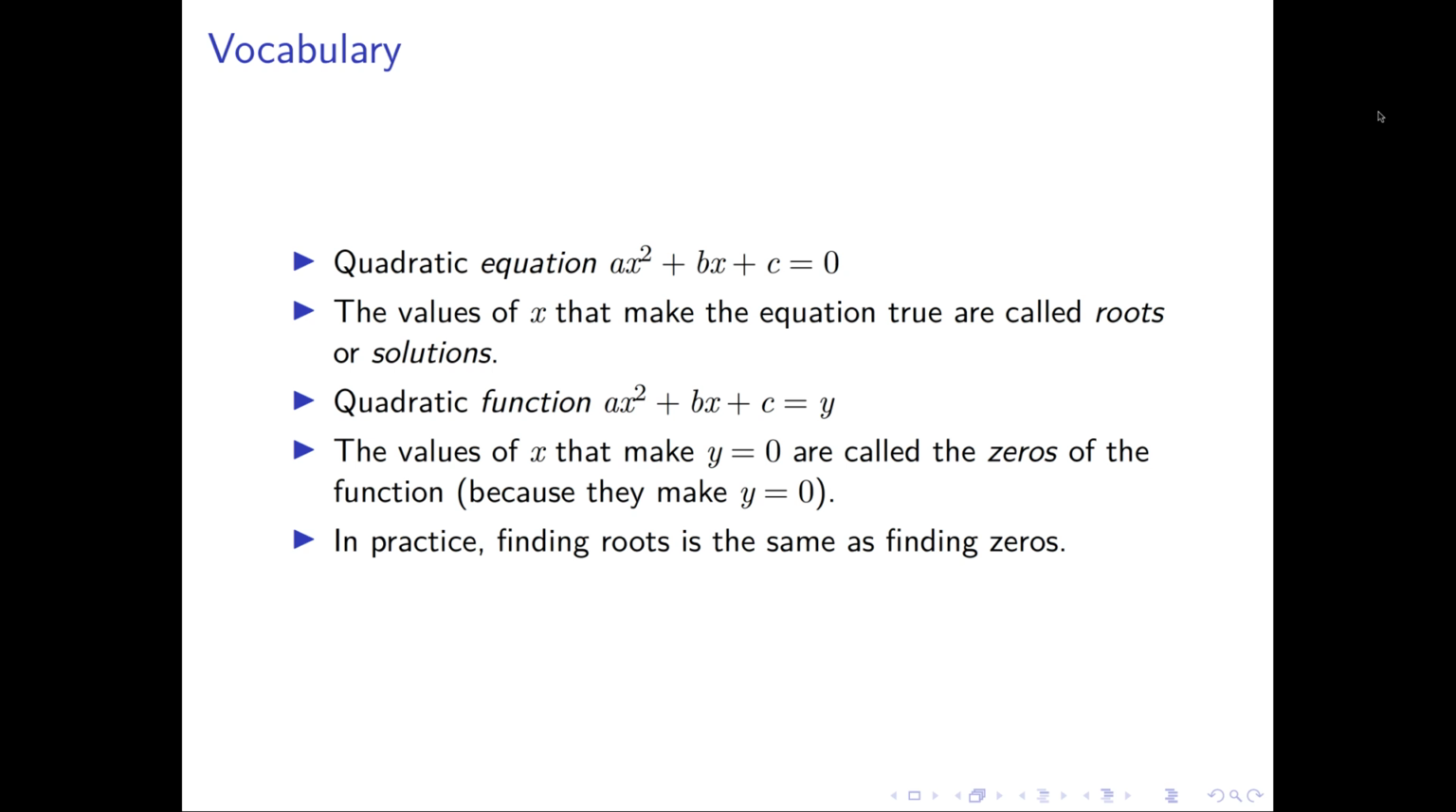We've already seen quadratic functions. A quadratic function in standard form is ax squared plus bx plus c equals y. And finding the zeros of the quadratic function means finding the values of x that make y equal to 0. If you look carefully, you'll notice that those two things really mean the same thing. Solving the quadratic equation is the same thing as finding the zeros of the quadratic function. So in your textbook and in our discussions, we will use the terms finding roots, finding zeros, and finding solutions as equivalent terms.